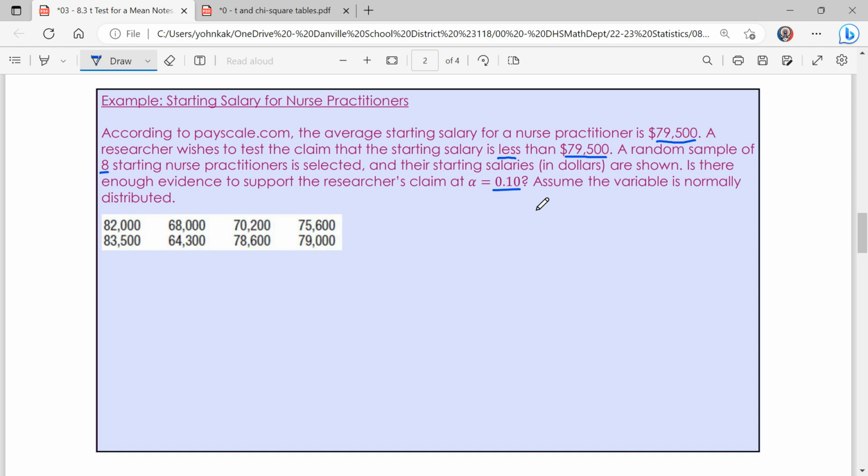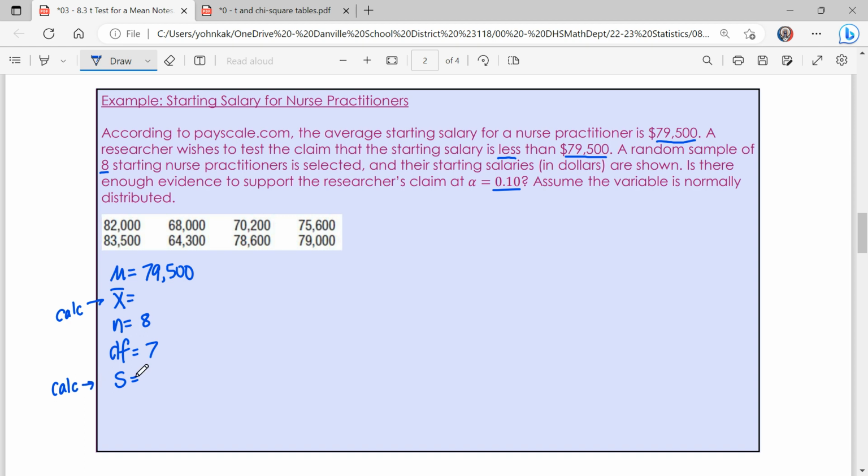Okay, so in order to do this problem, I need to know what my mu is, what my x bar is. I need to know my sample size n, my degrees of freedom, and my sample standard deviation. They give us mu is 79,500. They also give us that n is 8, which means our degrees of freedom is 7. And that's all they give us. So we're going to have to use the calculator to figure out what the x bar is, and to figure out what the sample standard deviation is.